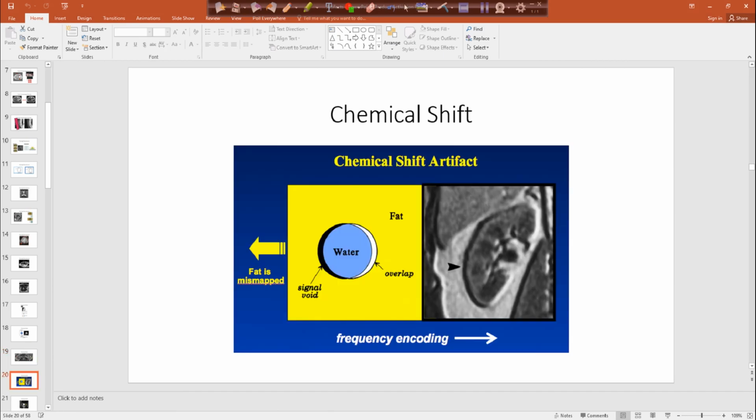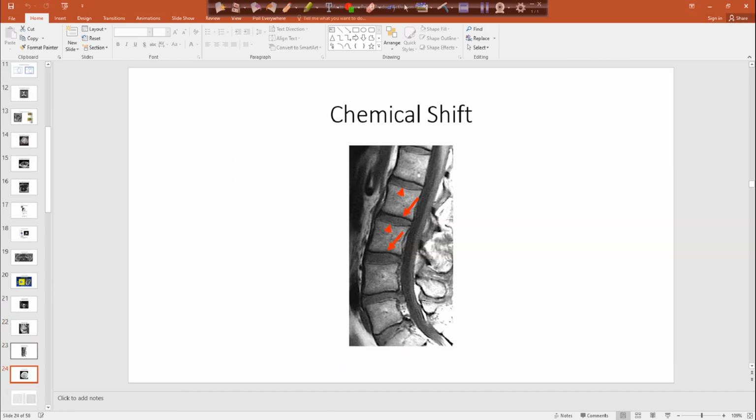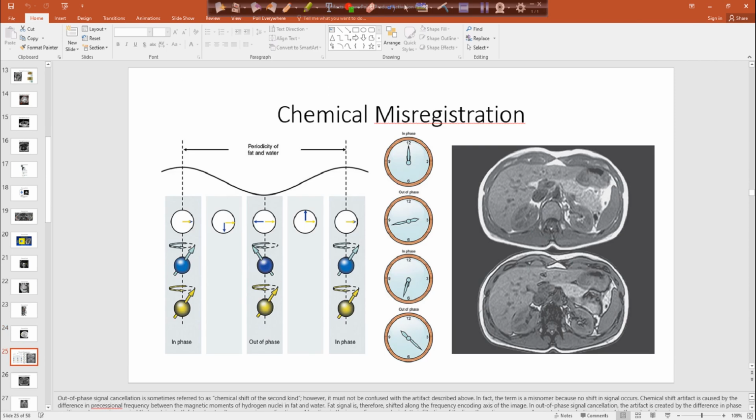All right, next one we talked about chemical misregistration. Once again, this is one of those things where you're dealing with fat and water, which process at different times. So sometimes they're going to be completely out of phase, meaning one's going to be pointing towards the 3, one's going to be pointing towards the 9 o'clock. And when that happens, you get pixels that are going to be completely dark, because we're not going to get any signal from those pixels where fat and water are in the same voxel, and then they're at opposite phase positions. So you get completely dark signal. So what it creates is that black ring around all of the major organs and bones and things like that.